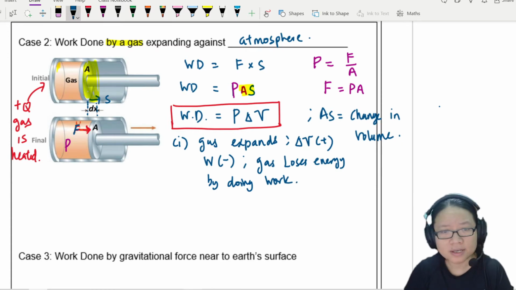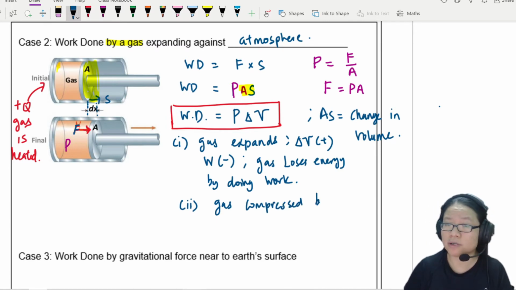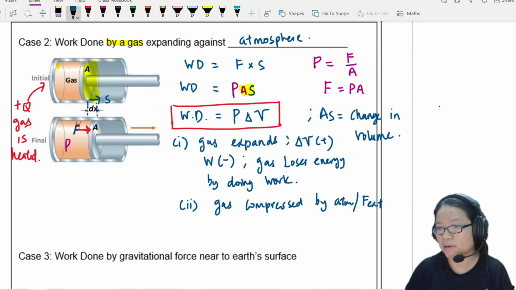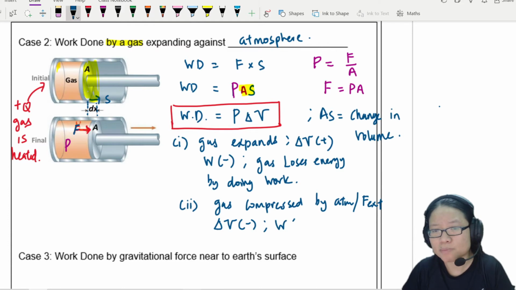Okay. Second case, your gas is compressed. Maybe by atmosphere, maybe by external force, I don't know. Maybe your hand goes and presses down on the piston. All right. So in this case, delta V is negative, but W is positive because the gas gains energy.